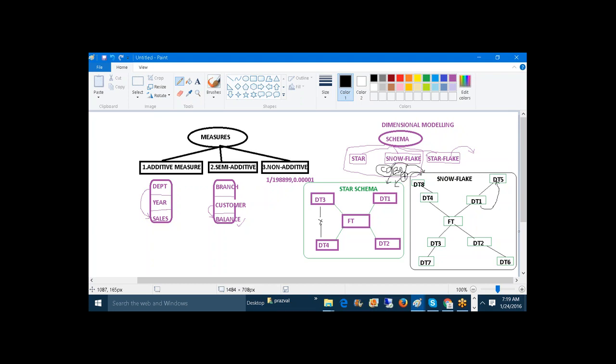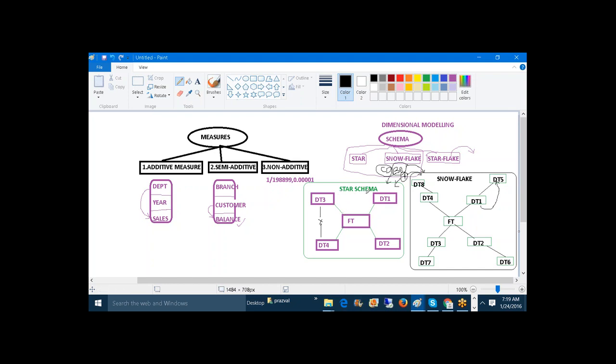Okay, so it's all about the schemas in the data warehouse. So here one important interview question is, which schema is good in performance, star or snowflake? The answer is always star schema gives very good performance when compared with the snowflake schema. So why does star schema give very good performance? Because in the star schema we have a lesser number of tables.